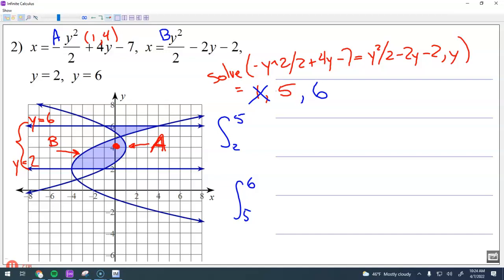So between 2 and 5, A is on the right. So I'm going to go A minus B times dy. I'm going to type it in to make sure it's a positive number. If it's not, I would flip it. And then the other one would be B minus A. You guys see what I'm doing, where I'm going, how it's working? I don't say anything, so I'm not sure. Alright.